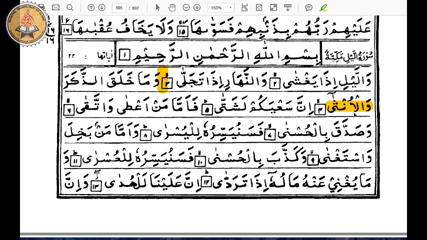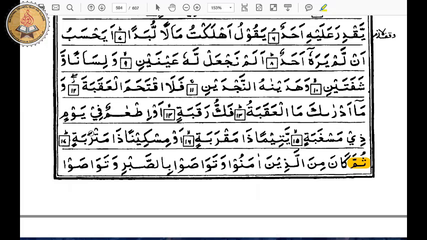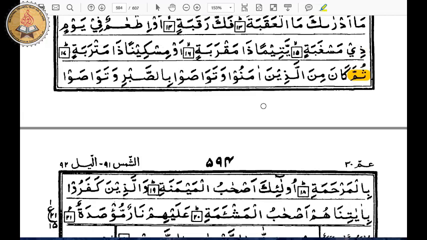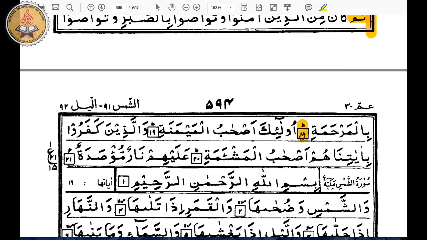والأنثى. Read it again, please. والأنثى. Excellent, yeah, very good. And if you can read this full verse. كذبت ثمود بطغواها. Yeah, perfect.